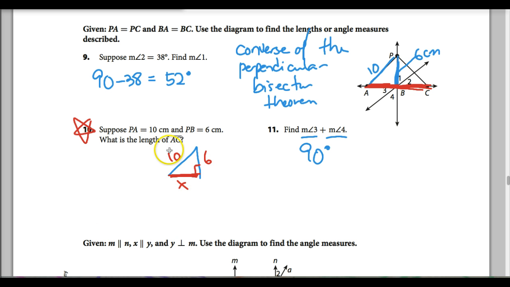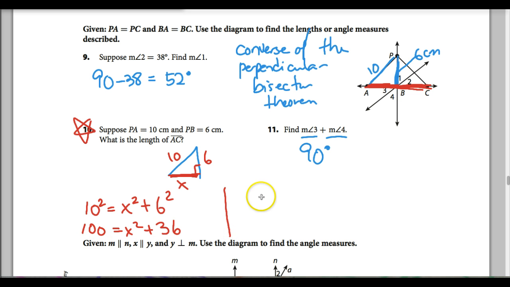Okay, so let's do this. Pythagorean theorem. Hypotenuse squared. 10 squared is equal to x squared plus 6 squared. So 100 is equal to x squared plus 36. In order for me to find out what x squared is equal to, I have to subtract 36 from both sides. So when I subtract 36, I'm going to get 64, and that's x squared. So what is x? 8, because 8 times 8 is 64. So I know that x is 8.